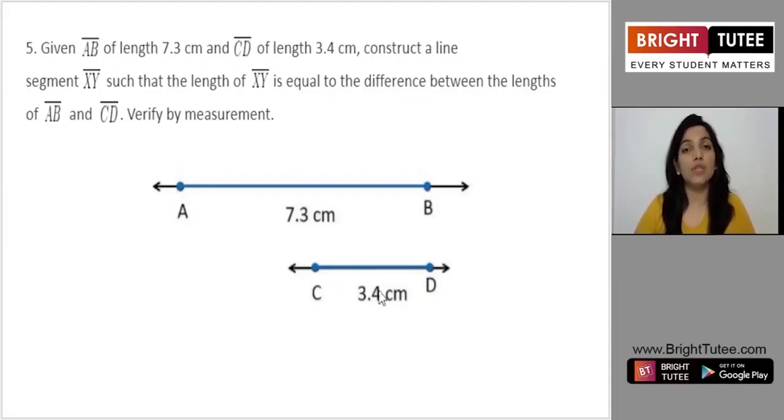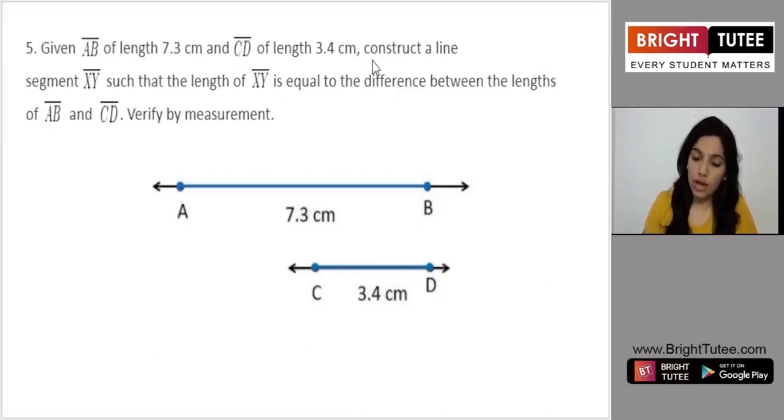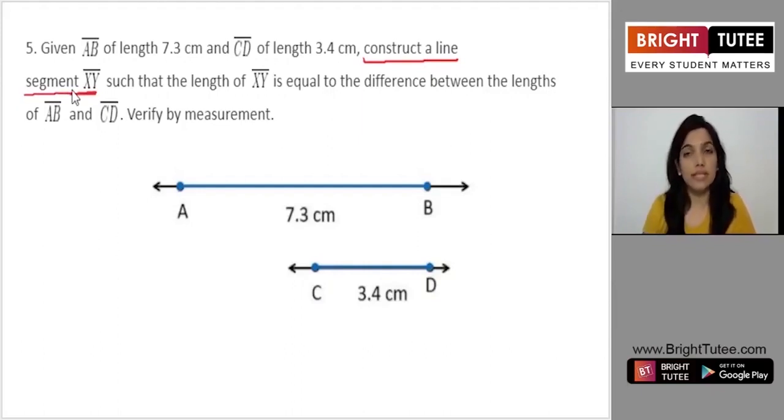Either you can use the compass in order to draw these line segments, or you can even use the ruler to draw these line segments. Okay. Now what you need to do? Now you need to construct a line segment XY. Okay. Now we are going to draw another line. We have got AB already. We have got CD already. Now we are going to draw another third line, that is XY.